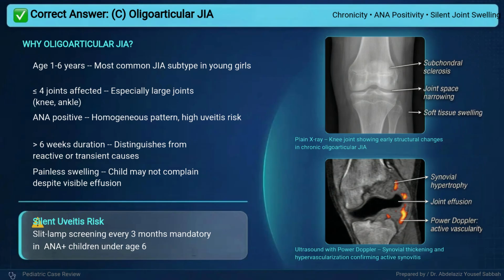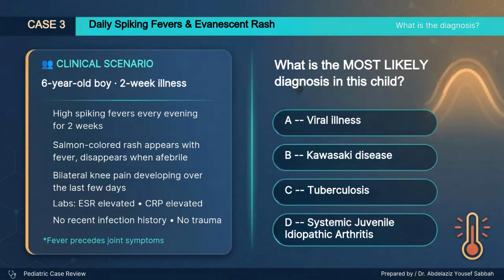Anti-nuclear antibody positivity with a homogeneous pattern carries a high uveitis risk. The duration beyond 6 weeks distinguishes it from reactive or transient causes. Importantly, the swelling is often painless, and the child may not complain despite visible effusion. Slit lamp screening every 3 months is mandatory in high-risk anti-nuclear antibody-positive children under 6 years of age to detect silent uveitis.